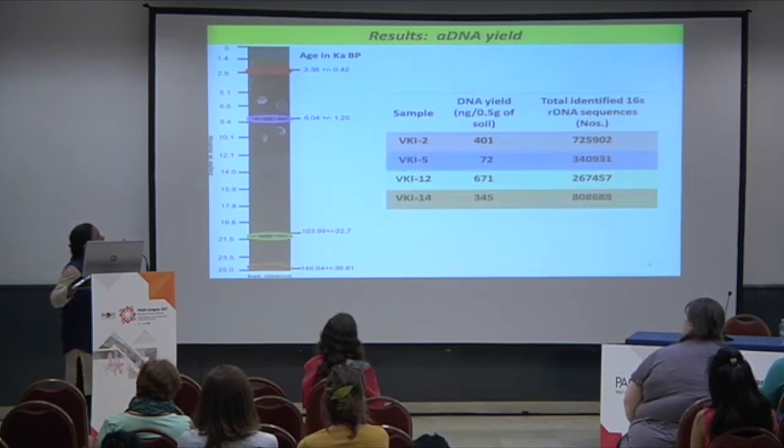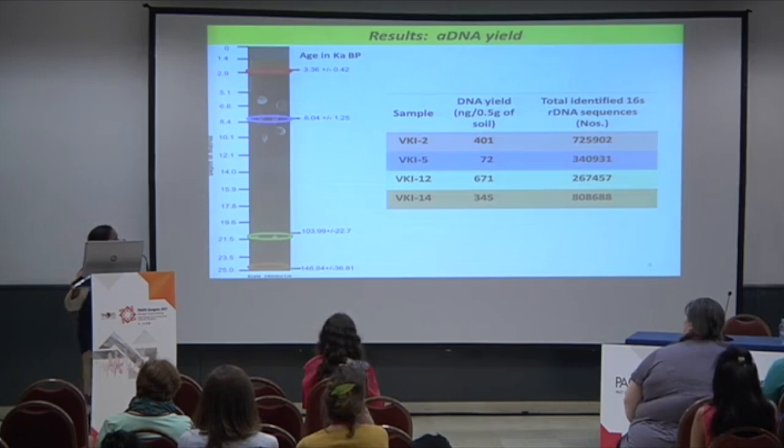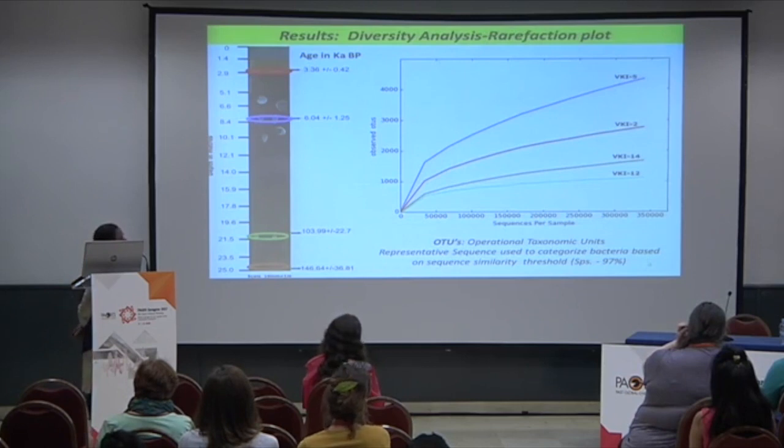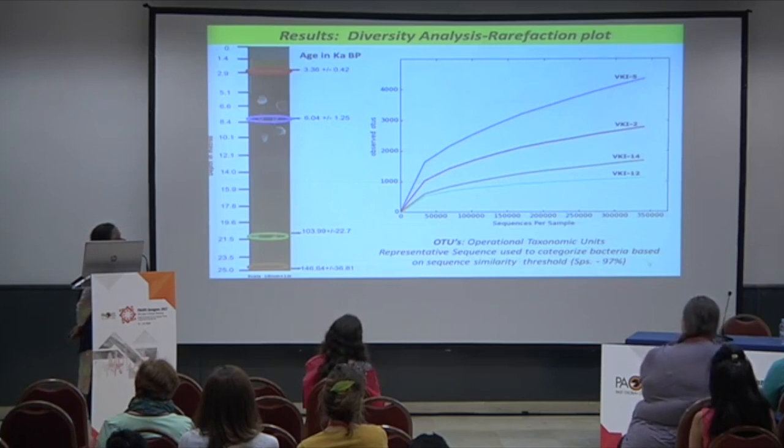So the results of DNA: the least DNA yield was observed in VKI-5. In spite of that, high 16S rDNA sequences were observed in VKI-5 when compared to all the samples. Moving to diversity analysis, the rarefaction curves of VKI-2, VKI-14 and VKI-12 became flatter to the right and had almost reached a plateau. And this indicates good sampling and sequencing.